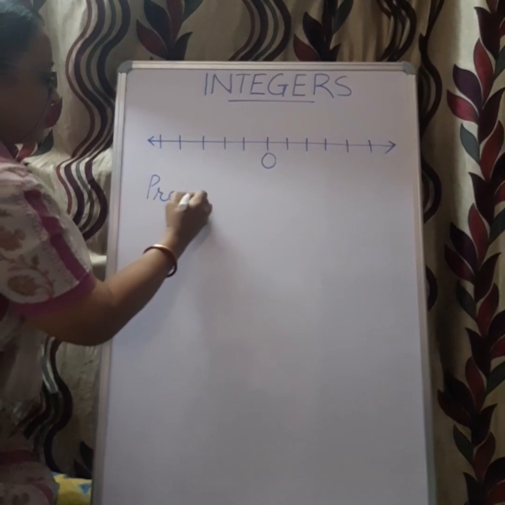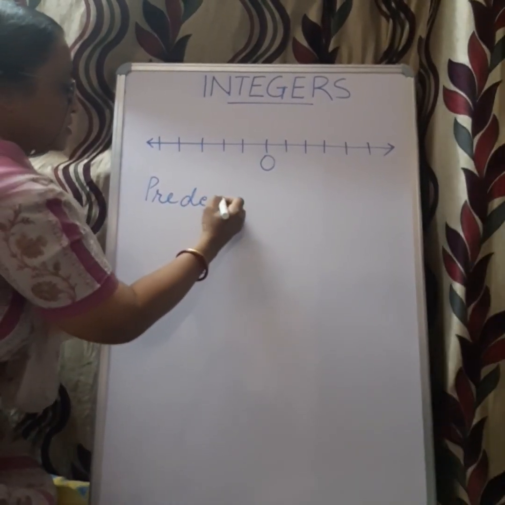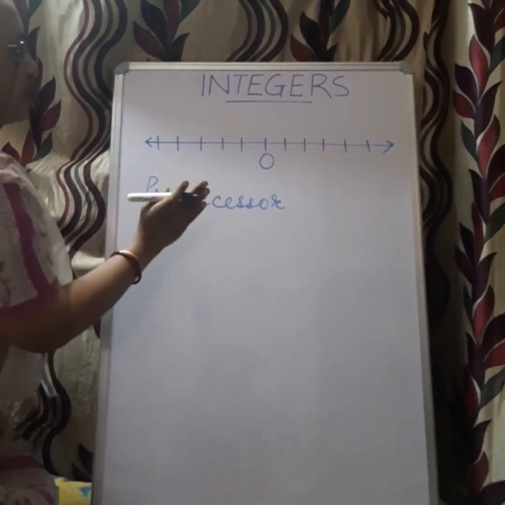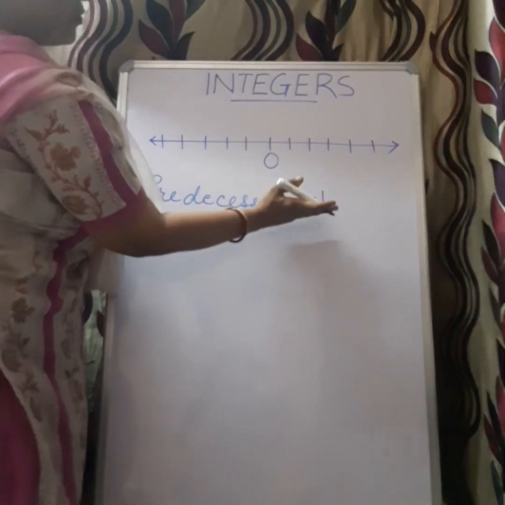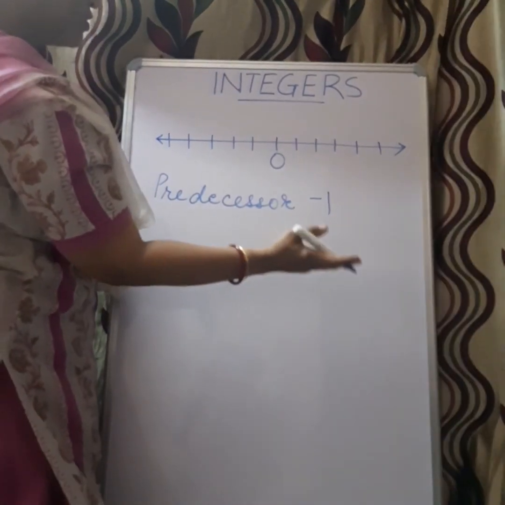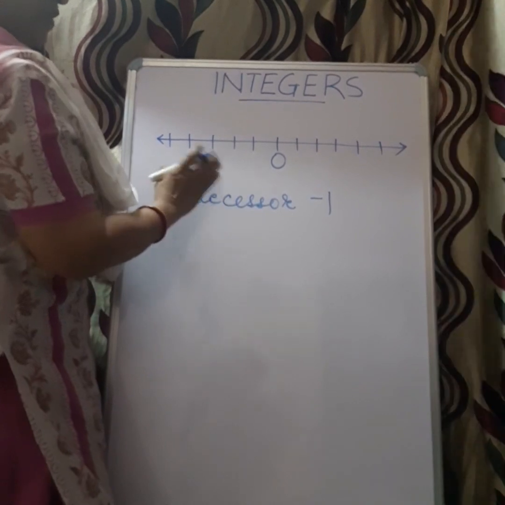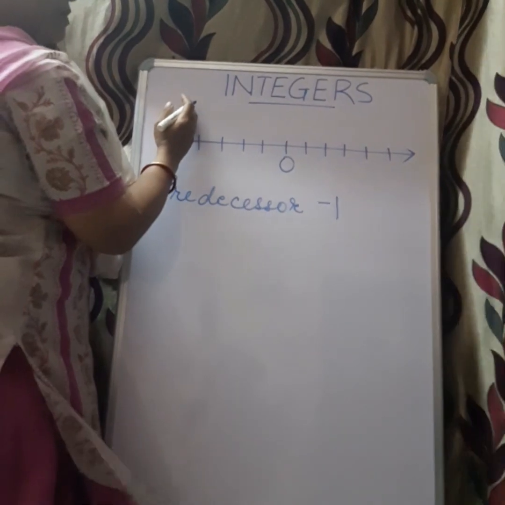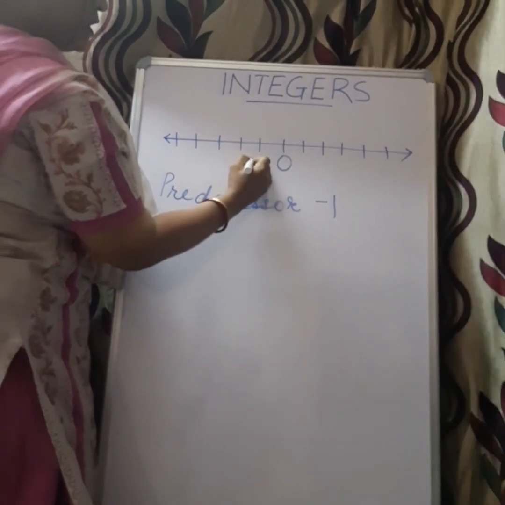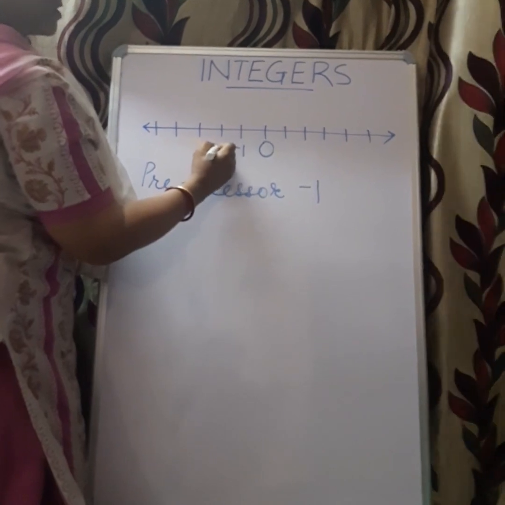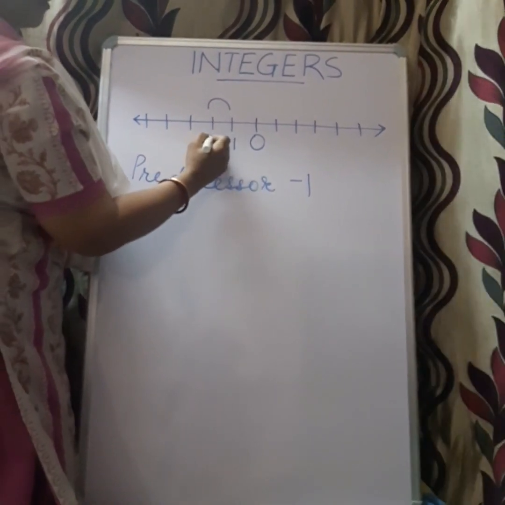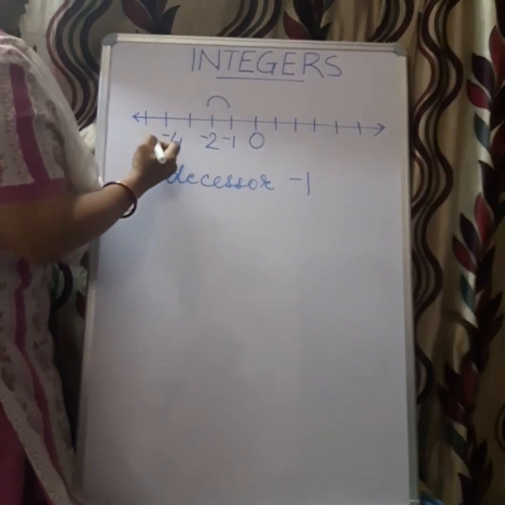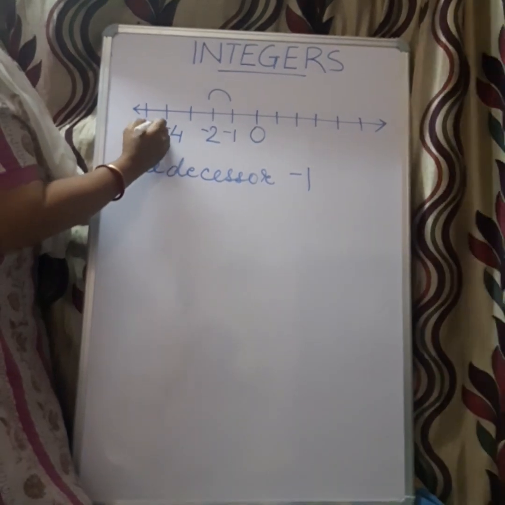Predecessor. Predecessor is the previous number. When we think of predecessor, we say minus 1. So we will learn about the concept of minus 1 later on. But now when you have to find out the predecessor, just imagine whichever number is said to you, you just see the left hand side number. For example, if it is minus 1, so predecessor will be the previous number, that is minus 2. If we say it is minus 4, the predecessor will be minus 5.